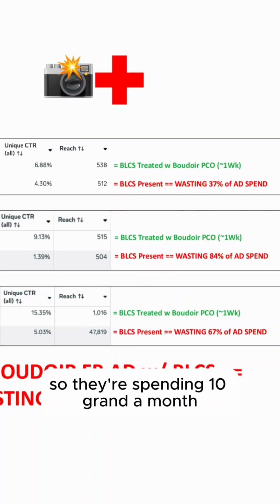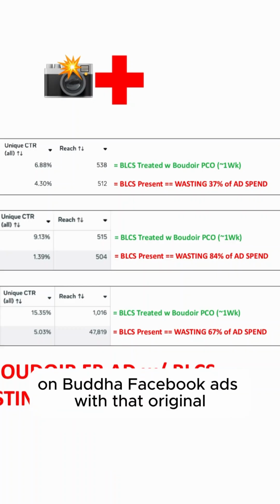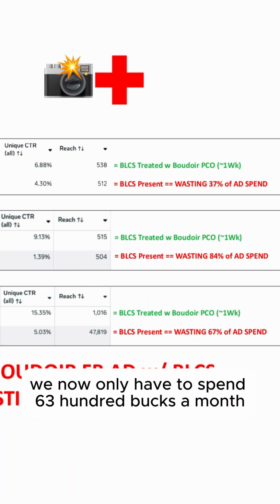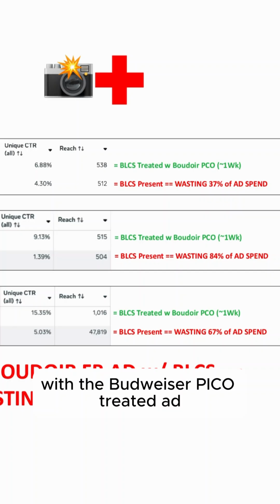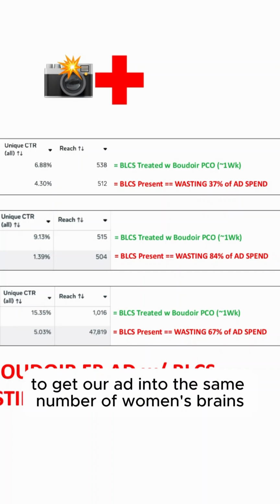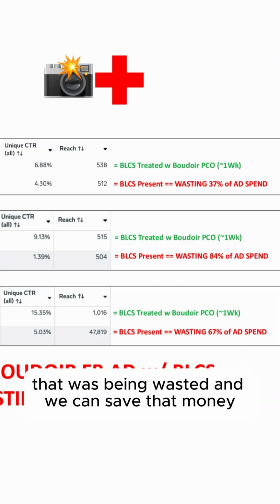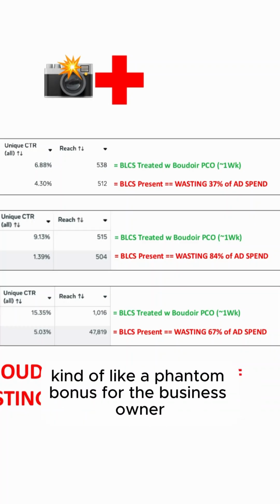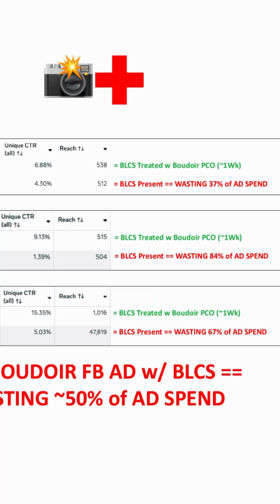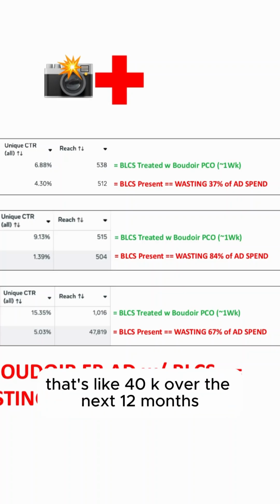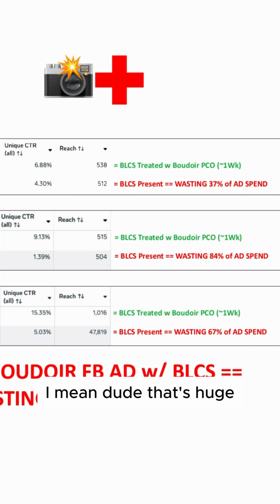So if they're spending 10 grand a month on Boudoir Facebook ads with that original, we now only have to spend $6,300 a month with the Boudoir Pico treated ad to get our ad into the same number of women's brains. So it's $3,700 a month that we can eliminate that was being wasted, and we can save that money, kind of like a phantom bonus for the business owner. And once we get that phantom bonus, what's that, like 40K over the next 12 months? I mean, dude, that's huge.